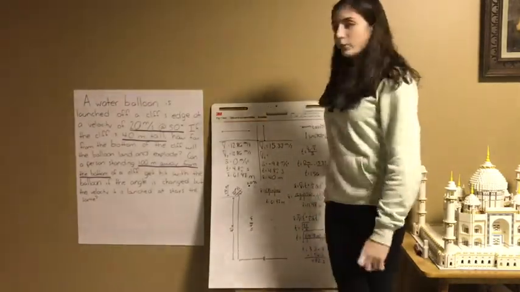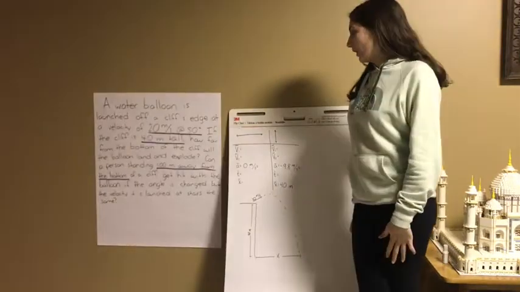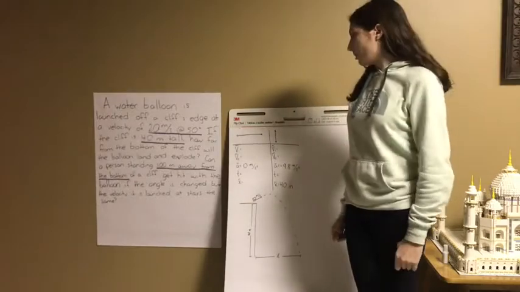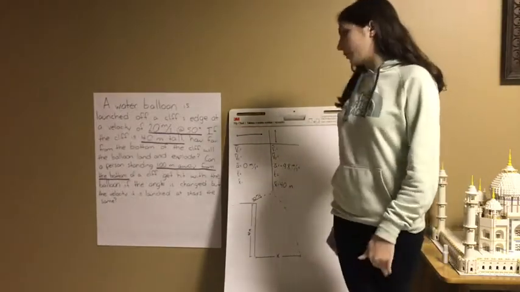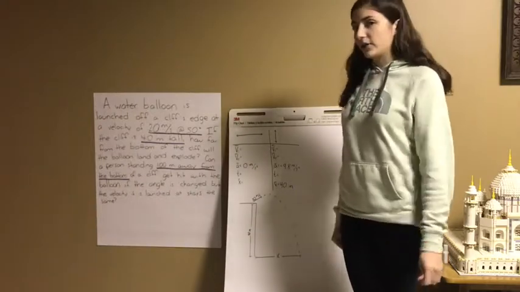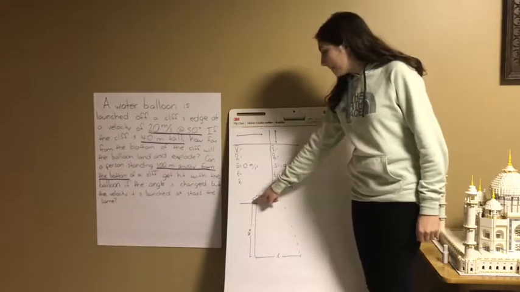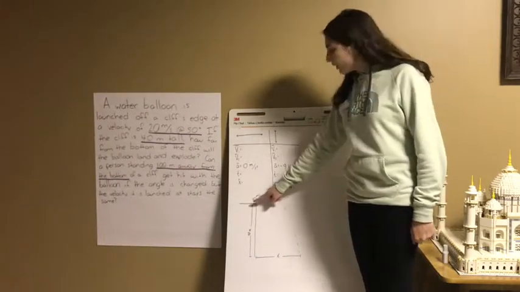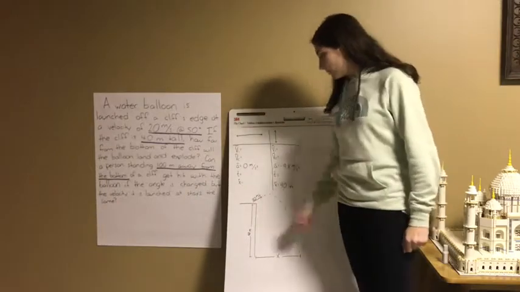Now that we solved this, we could start all over to solve the second part of the problem. So our second question is, can a person standing 100 meters away from the bottom of the cliff get hit with the balloon if the angle is changed but the velocity it is launched at stays the same? So again, we're going to start with a diagram. So we know that the velocity it's getting launched at stays 20 meters per second, and we still know the height of the cliff is 40 meters.